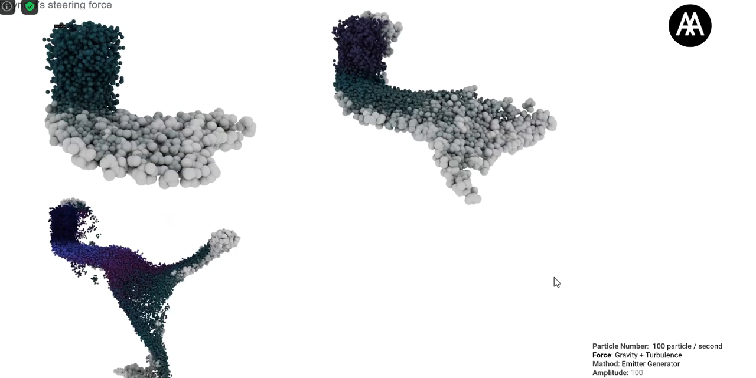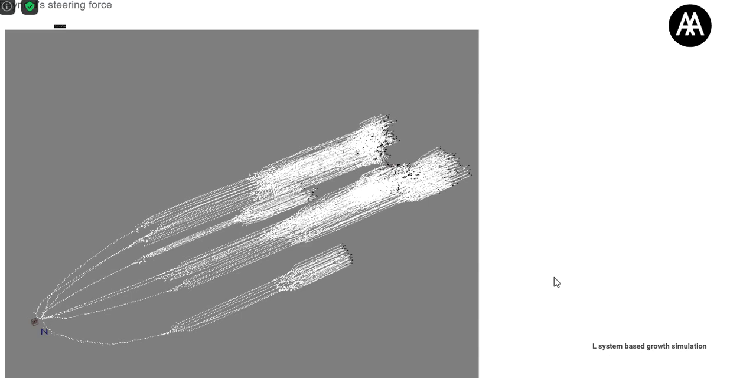No, I'm shaking my head if you can't see it. Let's not do L systems. Yeah, keep going. Previous page. Okay, is this it?